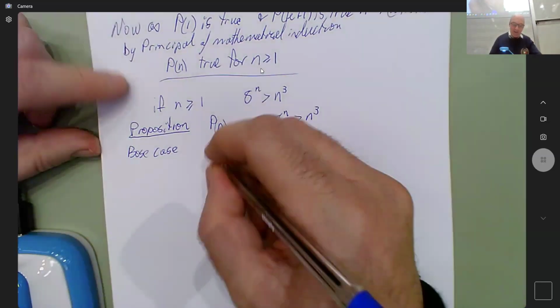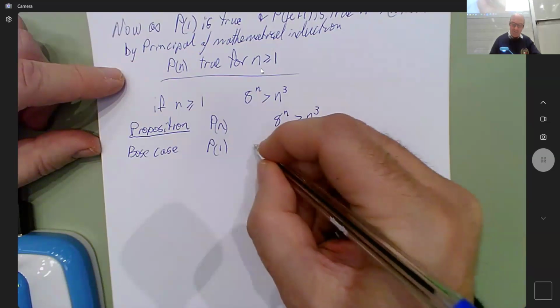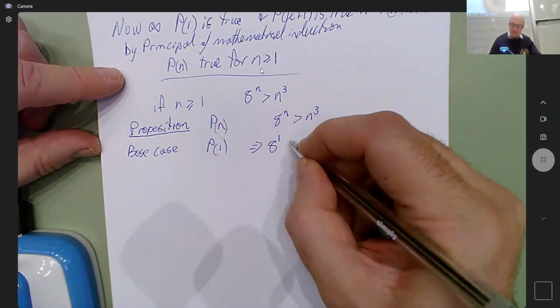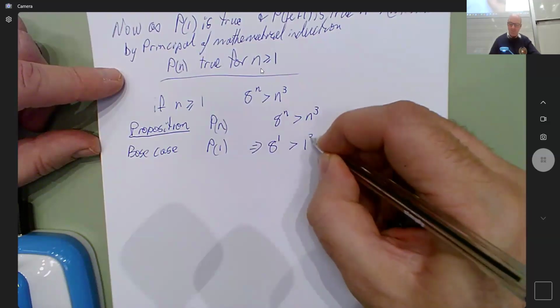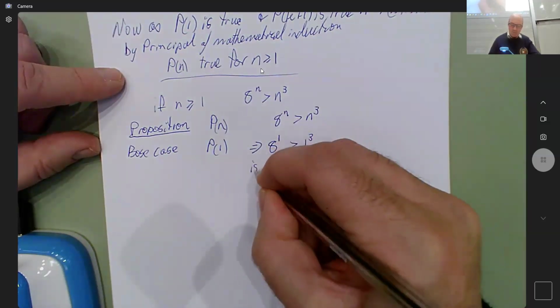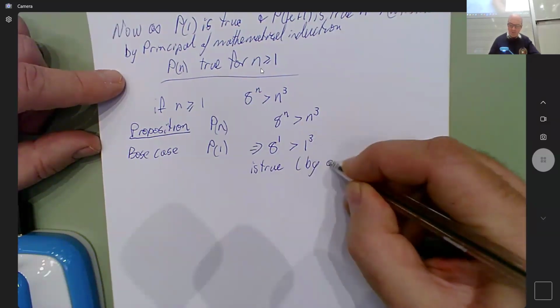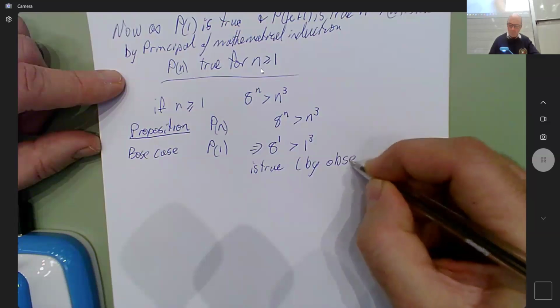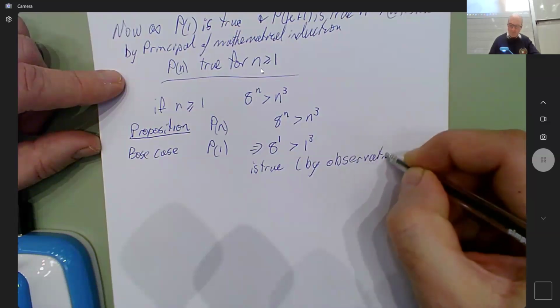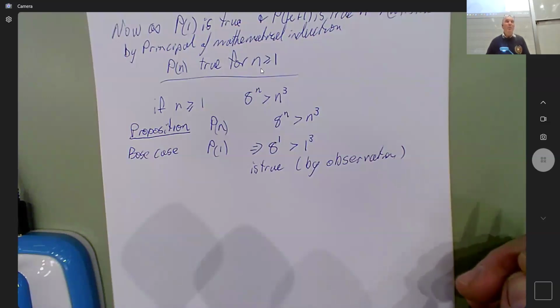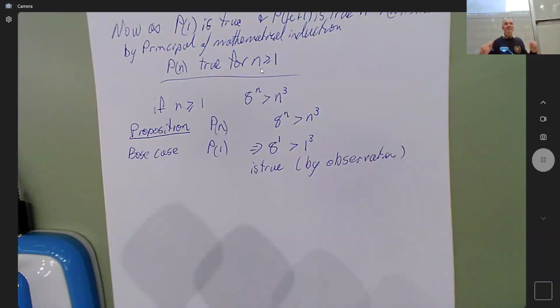Base case, P of 1: 8 to the power 1 is equal to 8, which tells me 8 to the power 1 is greater than 1 to the power 3, is true. If I really wanted to, I could go by observation. If I really have to spell out why, 8 is greater than 1, I'm done.